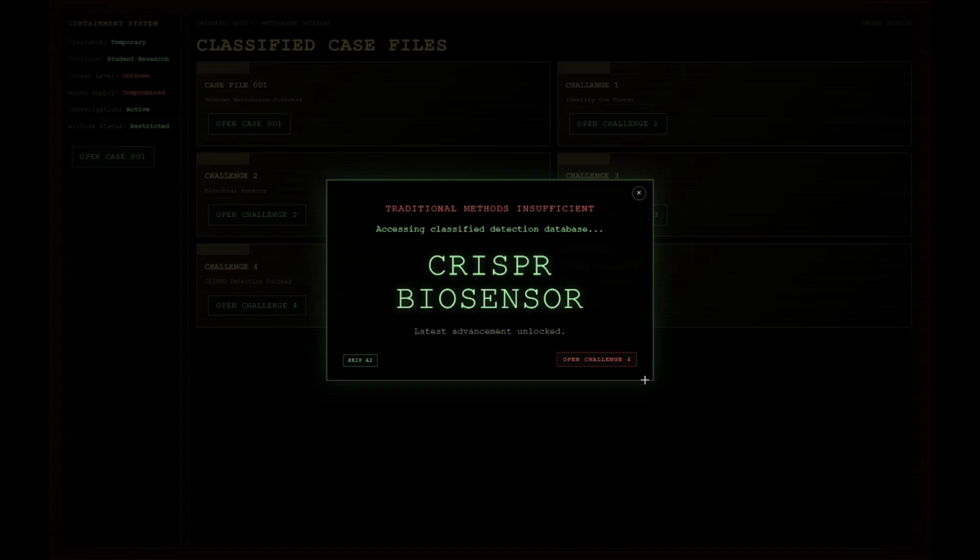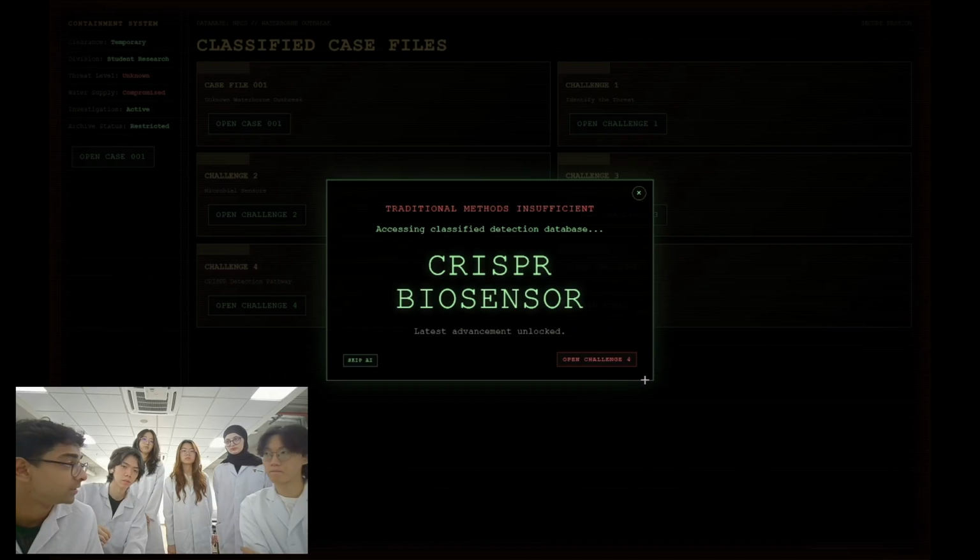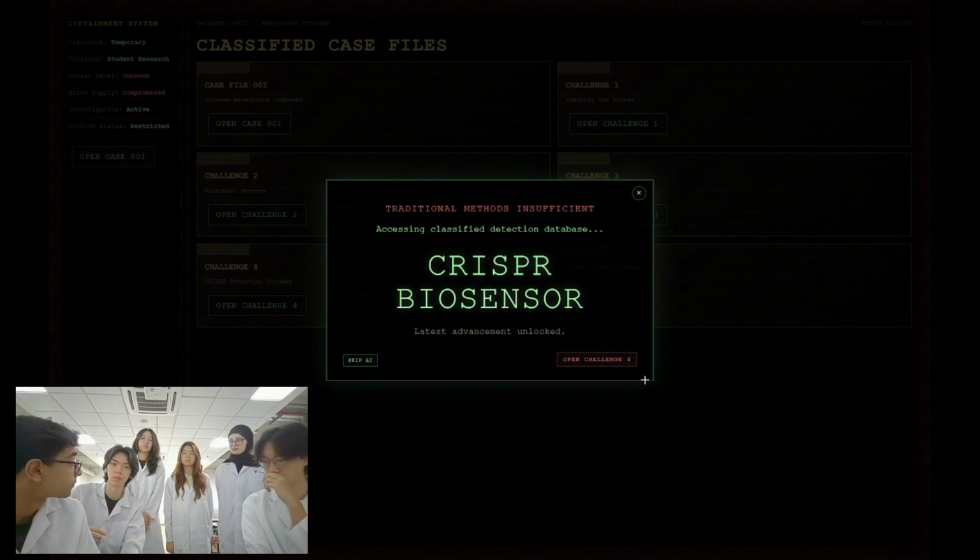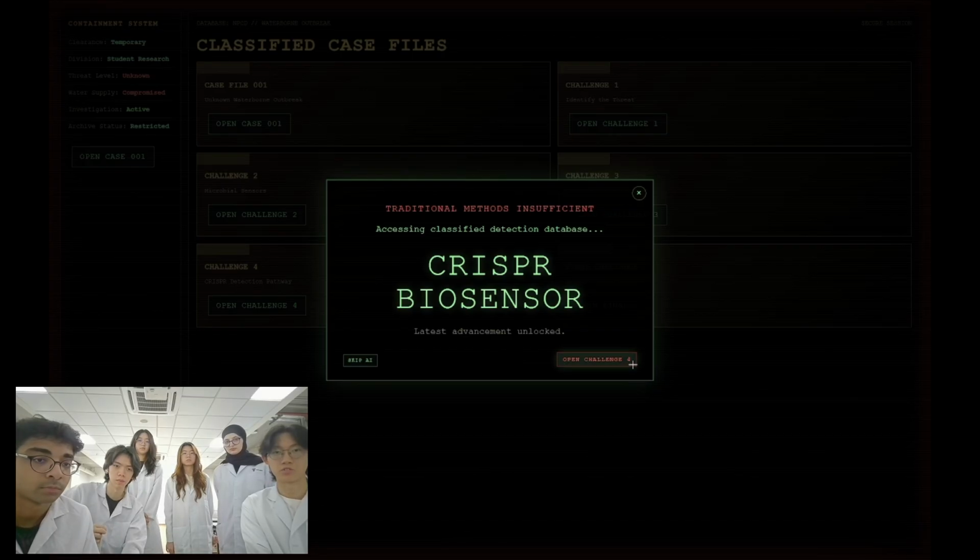CRISPR biosensor. CRISPR, isn't that a gene editing technology? It originally is. CRISPR-Cas is actually a natural defense system found in bacteria. They use it to recognize and cut foreign genetic material from invading viruses. So how does that help us detect pathogens?